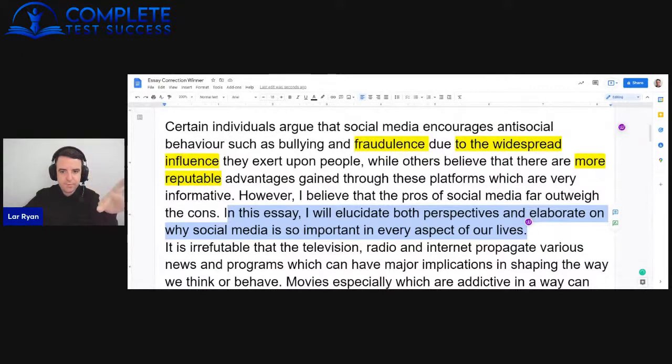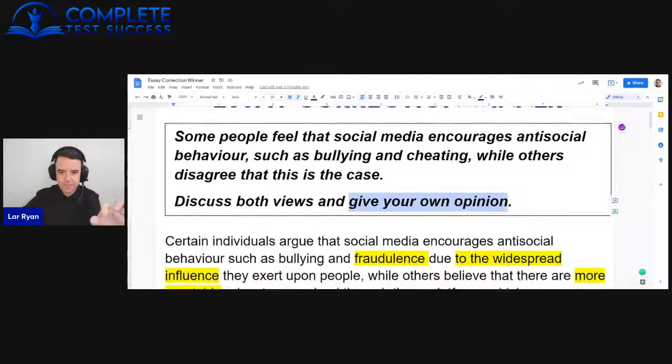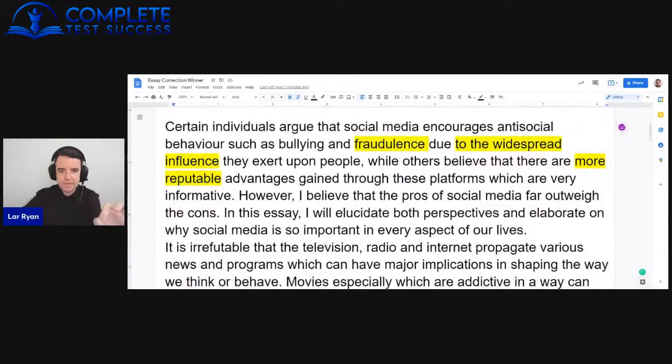So the way this is written, there are no main ideas here. We have the opinion, but no main idea to support the opinion. So the main idea is missing, although the opinion is there. And then I want a main idea for each view.